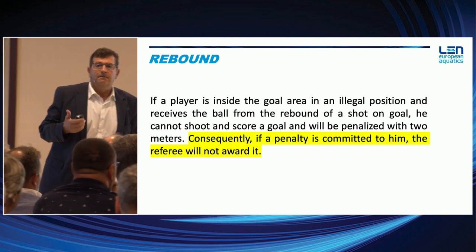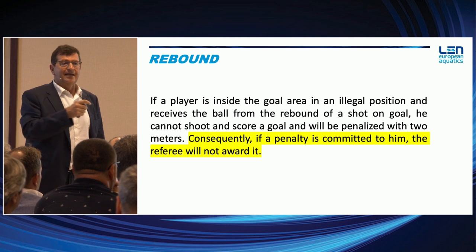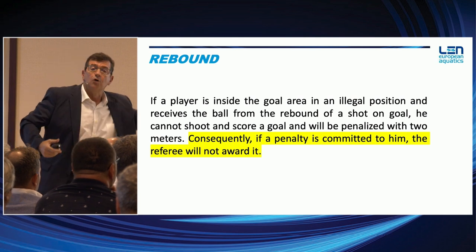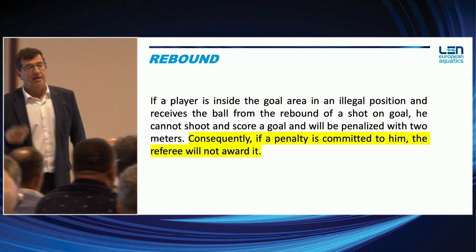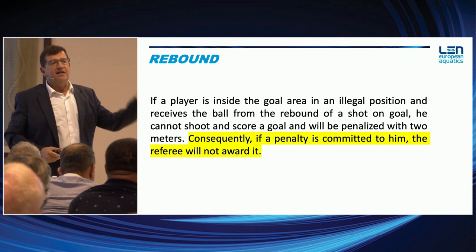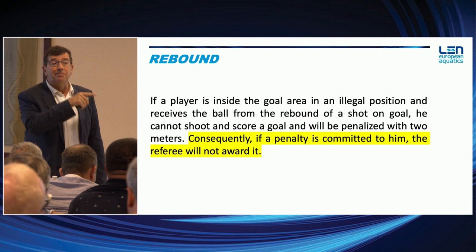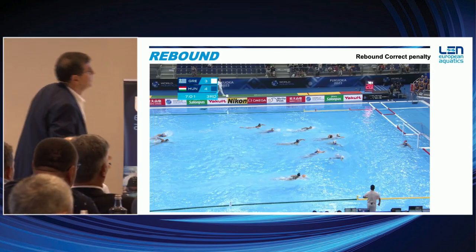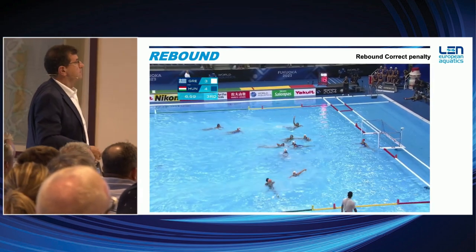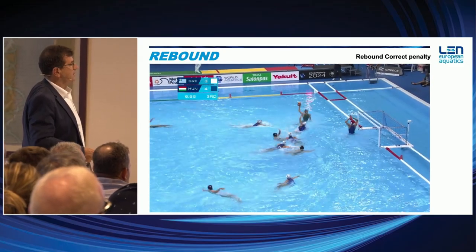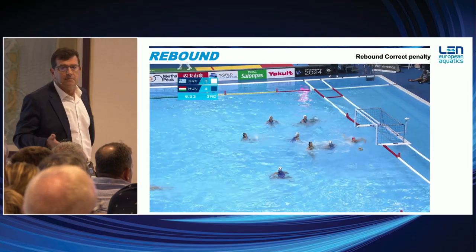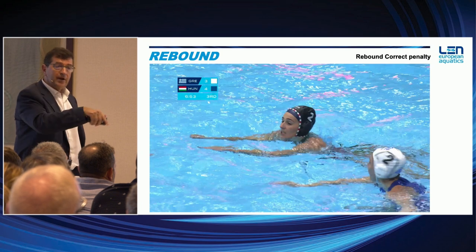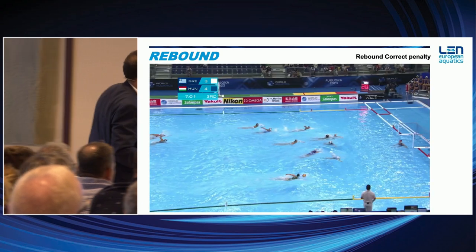Especially on rebounds, if the attacking player is inside the 2 meter area, illegal position, maybe he's going out, but in that moment there is a shot and a rebound to him, even if they commit some foul on this player in illegal position, it is illegal position. It's not a penalty. This is correct, for example. This one is out. Try to progress for the ball. The defender commits a foul. She was in correct position. It's okay.